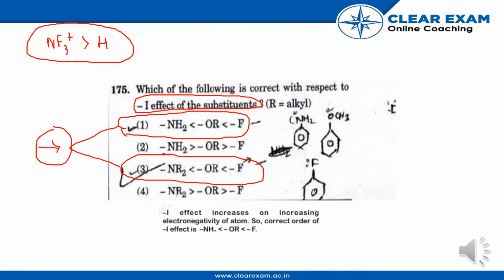The minus I effect is shown by a number of compounds like the cyanide group, aldehyde groups, ketones. They have priorities over alcohols and hydrogen. So from that we have to compare and tell which has the highest priority among them.